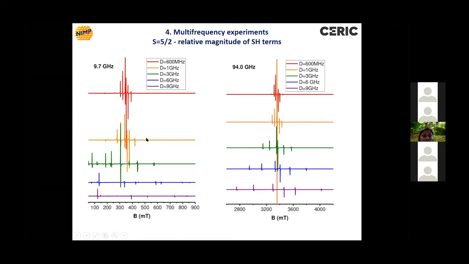But as the value of the D parameter increases, you see that the spectrum in the X band changes quite a lot. New transitions appear and they are moving, and they are found at some weird positions. While in the W band, you can still have a reasonable 5-line spectrum up to the value of 3 gigahertz, and even for larger D values, the spectrum still is much easier to interpret than in the X band.